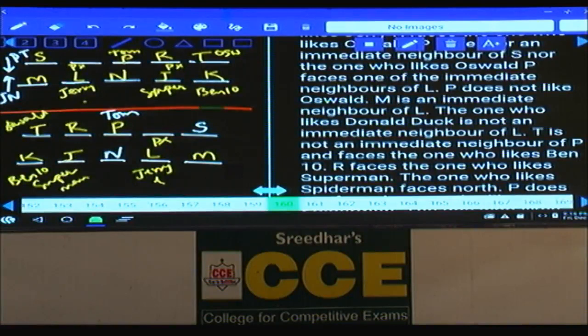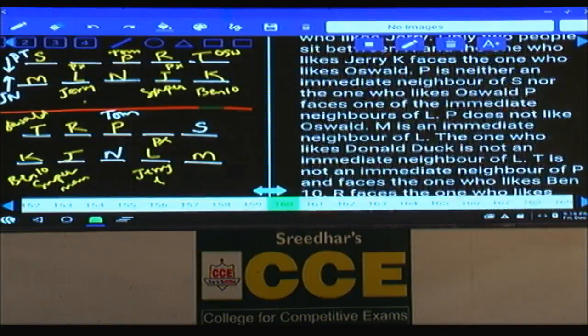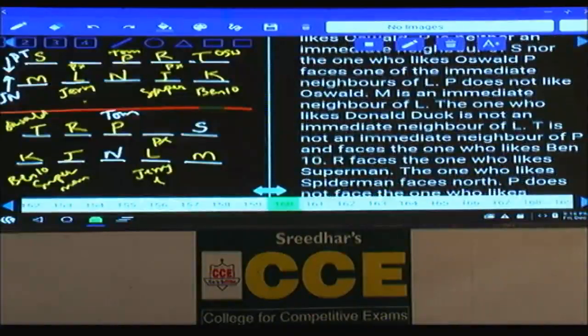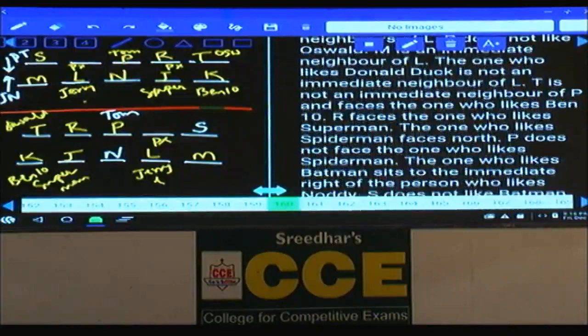And next one, the one who likes Spider-Man faces north. Either M or N is Spider-Man. Next information, P does not face the one who likes Spider-Man, and Spider-Man cannot be N. And this M is Spider-Man. Similarly, here also M is Spider-Man.